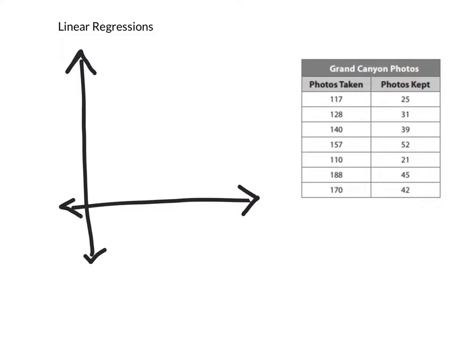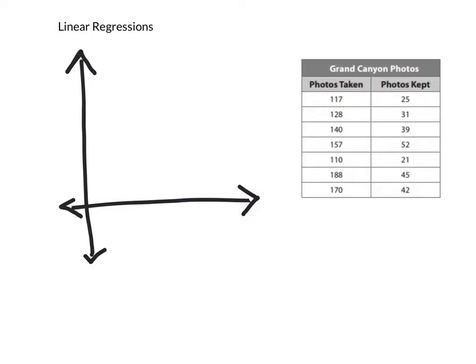Hey everybody, this video is to help you learn how to do a linear regression. Linear regressions are helpful when you have a set of data, like the one shown here on how many photos were taken in the Grand Canyon and how many the photographer decided to keep. So this data was collected, and then it's helpful to be able to analyze this data so that you can then make predictions using this data.